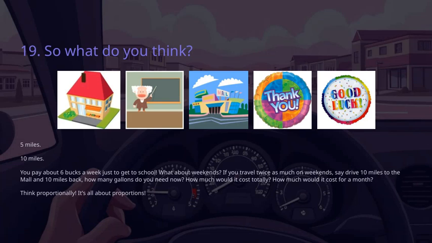So, what do you think? We've talked about traveling 5 miles to school, and it costs you about $6 a week just for that. Now, imagine if we add in the weekends. If you're driving twice as much on the weekends, say 10 miles to the mall and 10 miles back, how does that change things? Well, first, the total miles you're driving now increases. You'll need more gallons of fuel, obviously. So, how many gallons would you need for this extra distance? And then, what's the total cost?